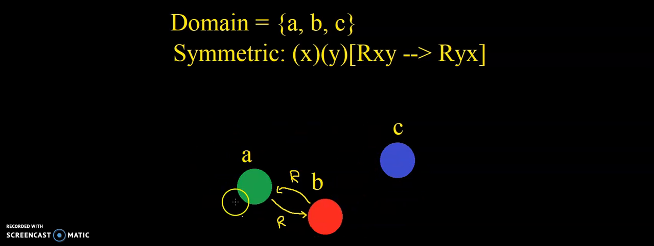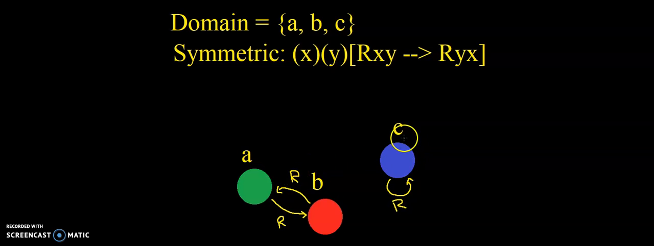This would still hold as R being a symmetric relation, because it just requires that if one of the things bears R to one of the things, then it has to bear it in the opposite direction. Now notice this: if the object C here has the relation R being borne to itself, that would automatically satisfy symmetry, because the idea is if RXY, in this case RCC, then RCC, and so that would automatically satisfy the definition of symmetry.